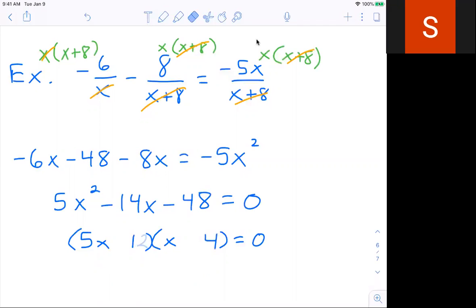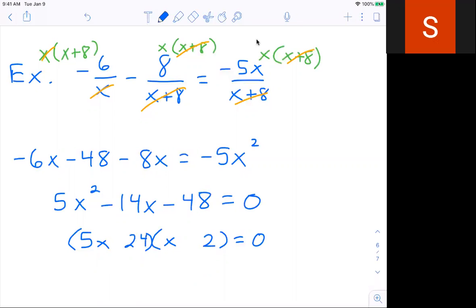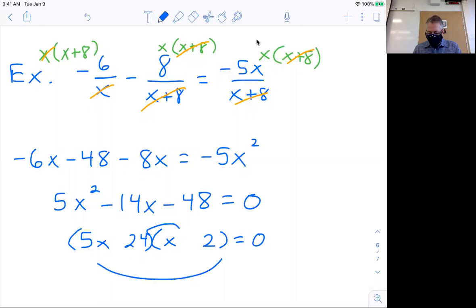Let's try and reverse. 24 and 10. Try 4 and 12. No, 24 and 10. Well, 24 and 2. Gotcha. Yeah, I got your 10. So we got our 10x and our 24x. So that's looking very promising. And so if we had positive 10x and negative 24x, our solutions are, x is going to be, in this case, 24 over 5. And in this case, -2.